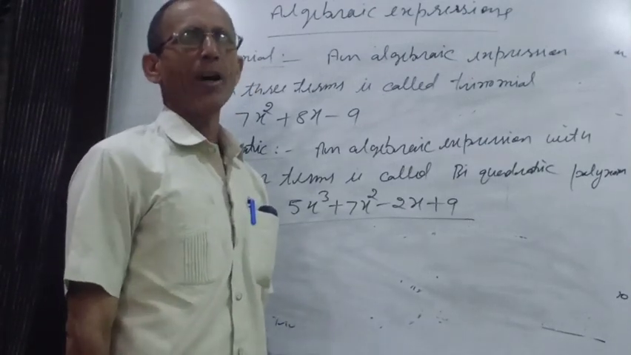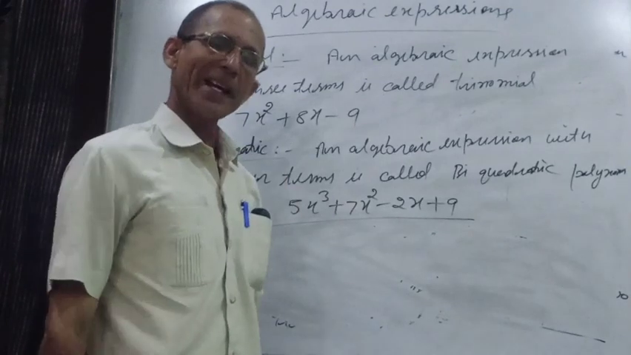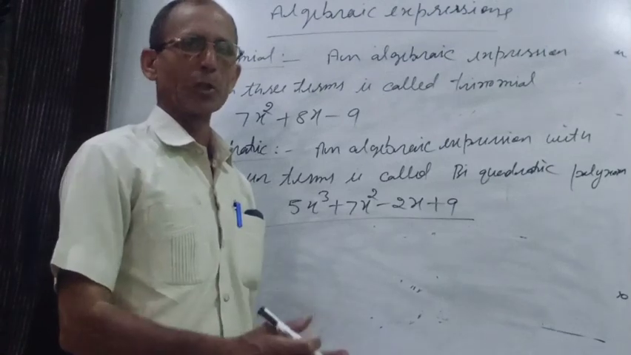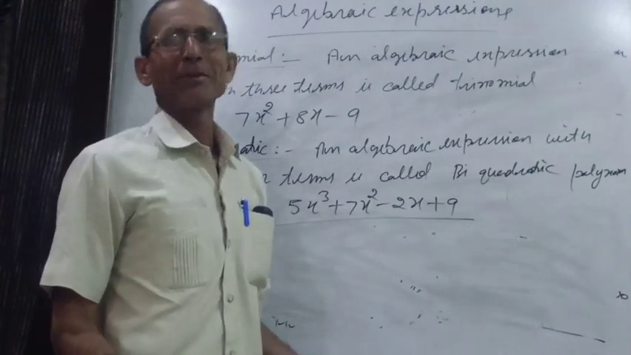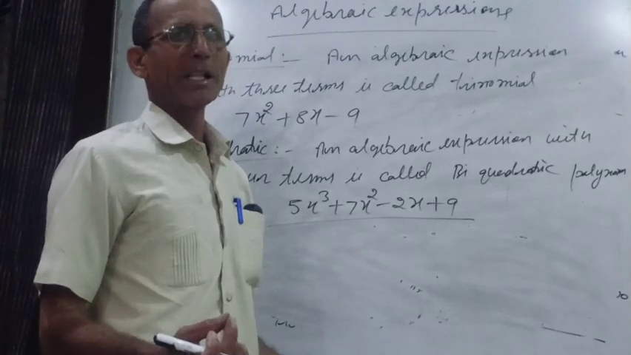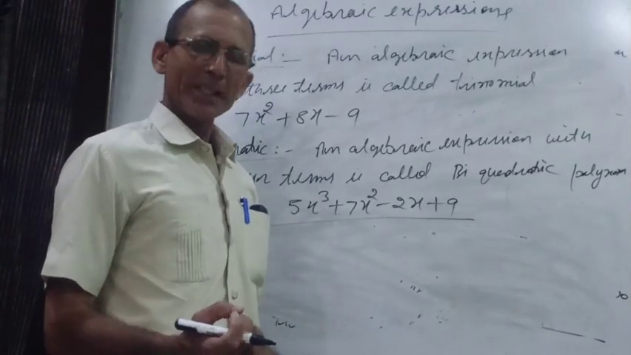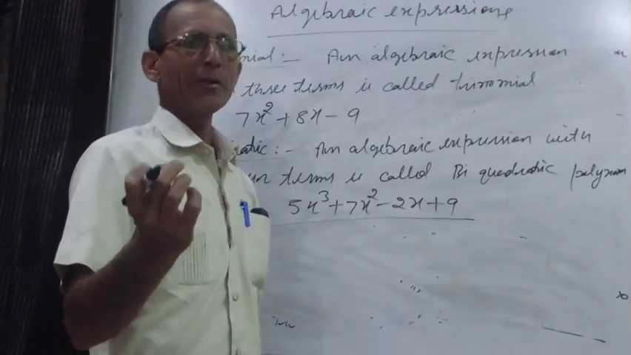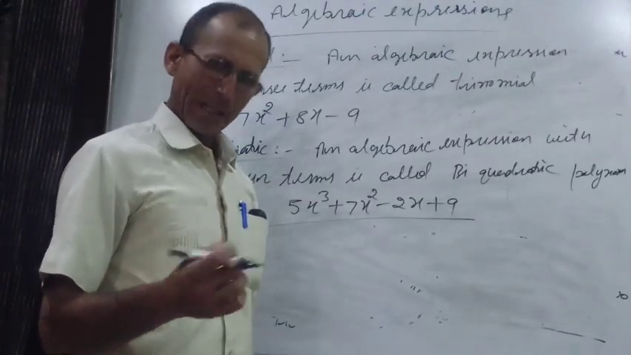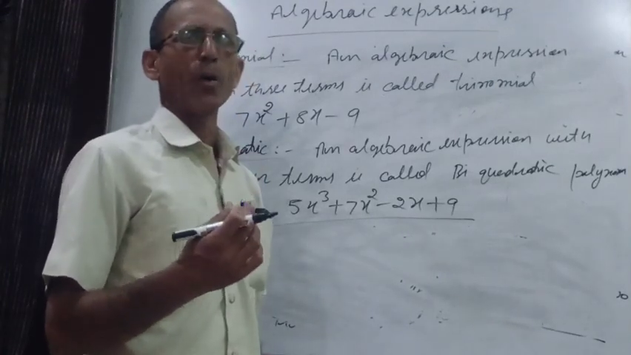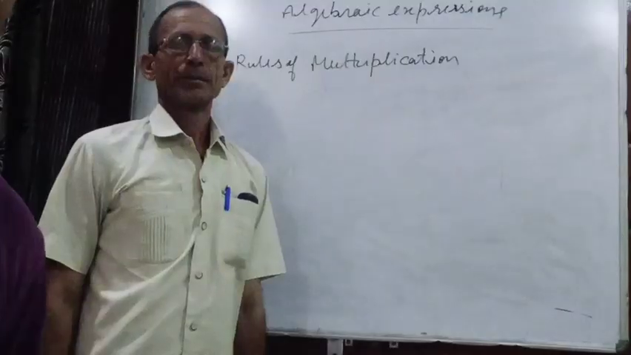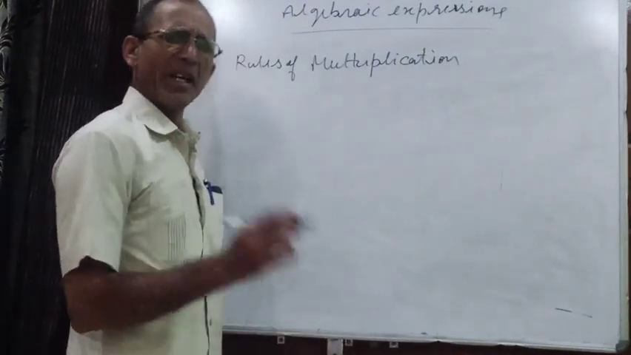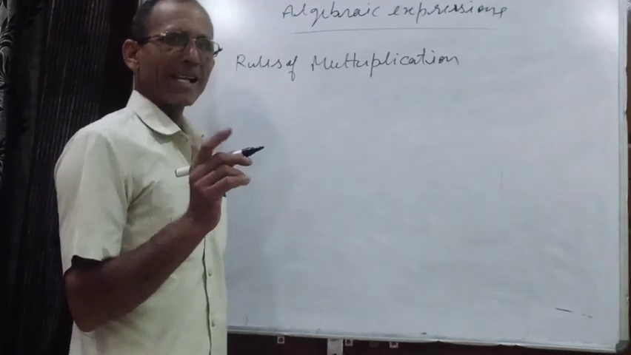Now operations on polynomials. In the first exercise, there is multiplication. How to multiply monomial with monomial, binomial with binomial, trinomial with trinomial. So, rules of multiplication. First of all, this is very important. Every student must know how to multiply. So you have to learn, apply and memorize the rules of multiplication. So what are the rules of multiplication? Very simple. So you have to memorize like this.